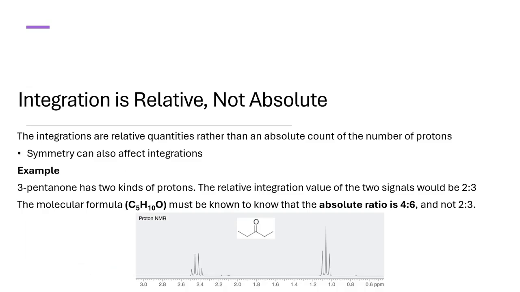Integration is relative, not absolute. The integrations are relative quantities rather than an absolute count of the number of protons. And symmetry can also affect integrations. For example, 3-pentanone has only 2 kinds of protons, the methyl and the methylene. The relative integration values of the 2 signals will be 2 to 3. But because we have a molecular formula of C5H10, that means it can't be 2 to 3, but rather 4 to 6.